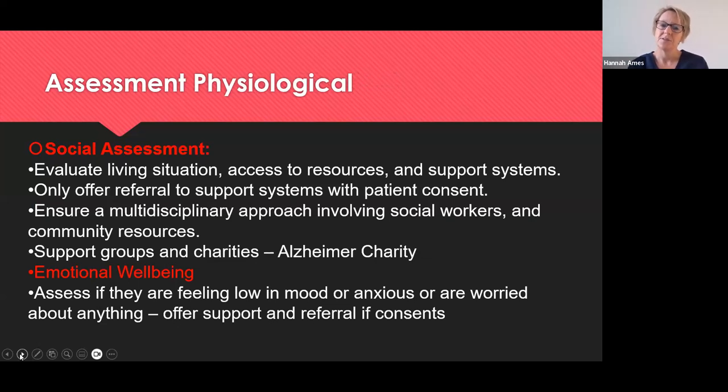Psychosocial, so it is important to evaluate the living situation here, what support systems are in place, access to any resources, thinking about support groups and charities such as the Alzheimer's Society, and ensuring that there's a multidisciplinary approach, so involving social workers and community resources as well. And we should be assessing emotional well-being. As we know with Alzheimer's, there is the risk of low mood and depression. You'd assess if they are feeling low mood or anxious, or if they're worried about anything, and also offer support for the relatives that are involved as well, if they consent and the patient consents.